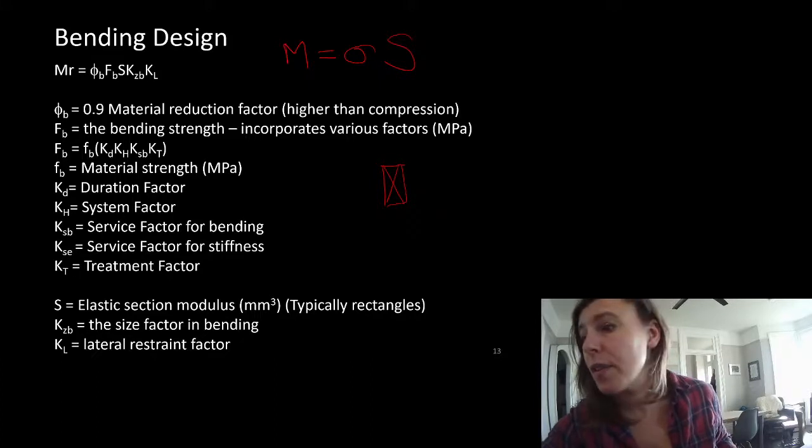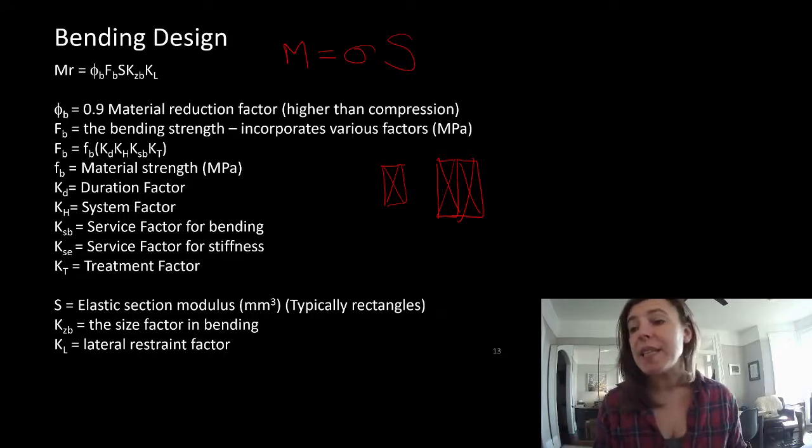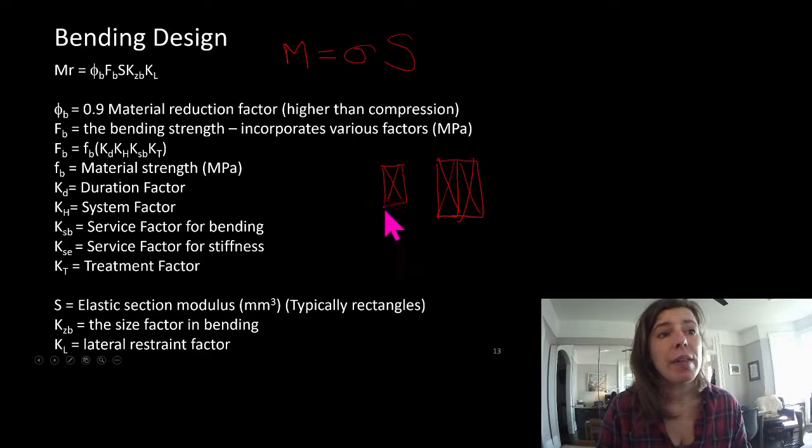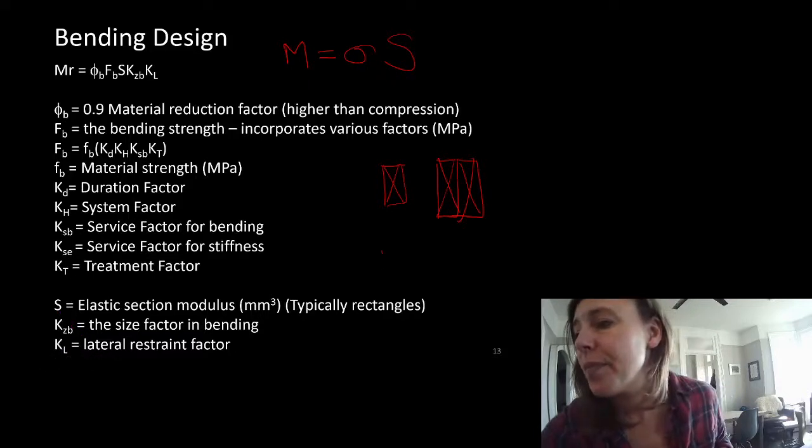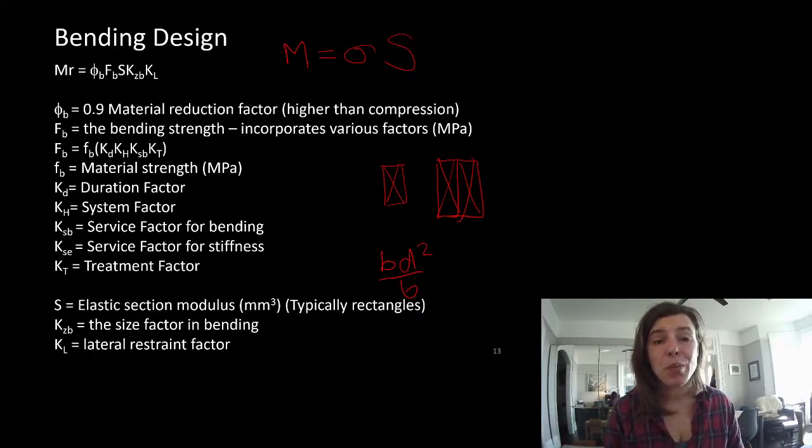Section modulus for a rectangle: most wood elements are a rectangle, whether it is a single element by itself or multiple plies screwed together, we still have a depth and a width, or D and B. And we know that the elastic section modulus for rectangles is BD squared divided by 6. We actually, together, derived that equation. So we know that for a rectangle, S is really easy: BD squared divided by 6. So this is the size factor.